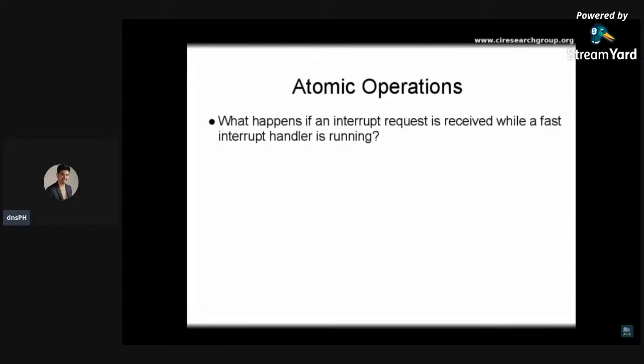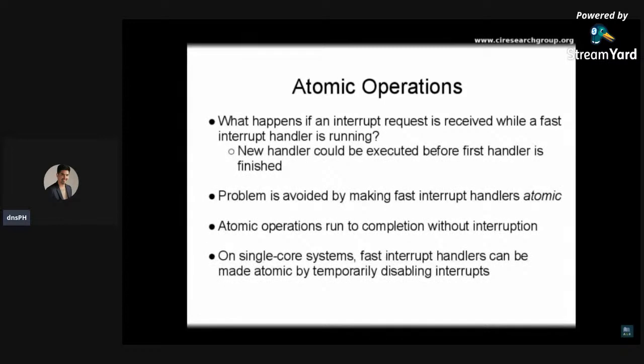What happens if we are still running a fast interrupt handler? Well, the new interrupt handler could be executed before the first interrupt handler is finished, and this could cause some major problems, especially if we get a new interrupt from a device that's sharing the same interrupt line as the one we're handling. So what we do is we make fast interrupt handling atomic. That is, we make it uninterruptible.